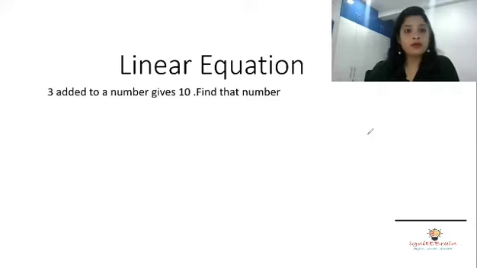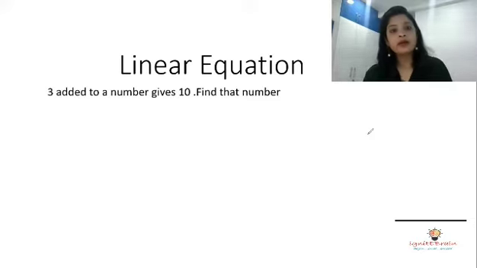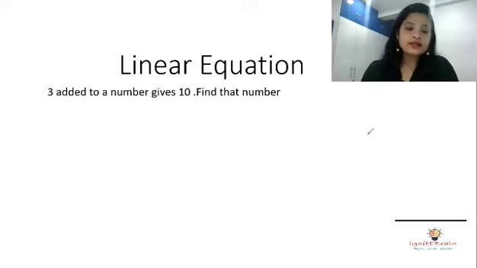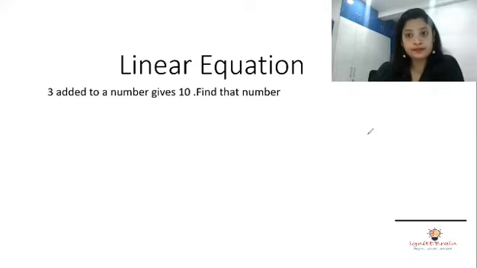Now just look at this problem. 3 added to a number gives 10. Find that number. We know here this is simply 7, right? Because 7 when added to 3 gives us 10. But this is not the reason why I asked this question. I wanted you to represent this problem in a simple way, right?